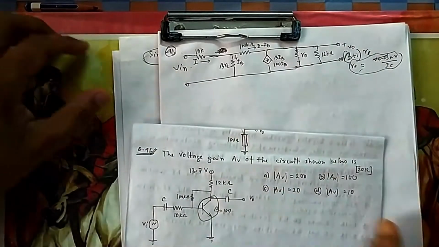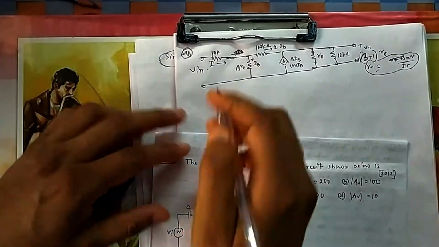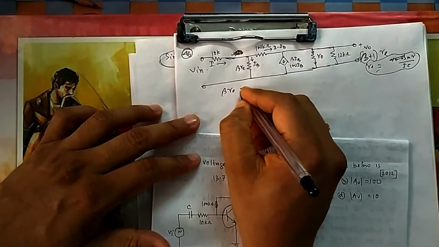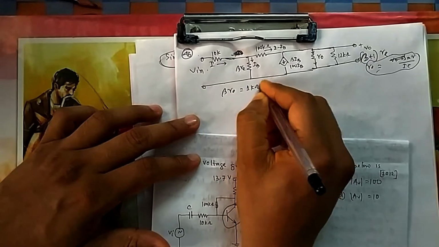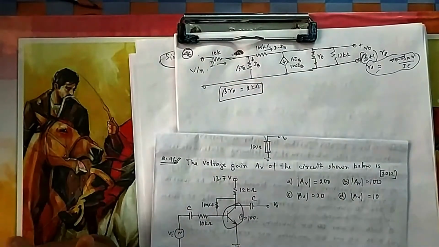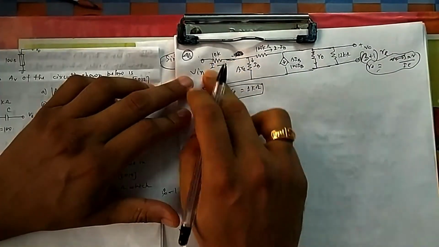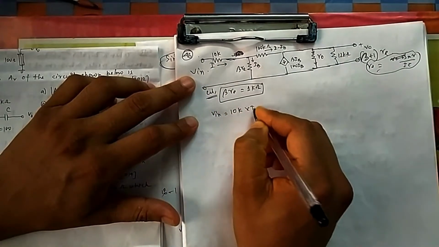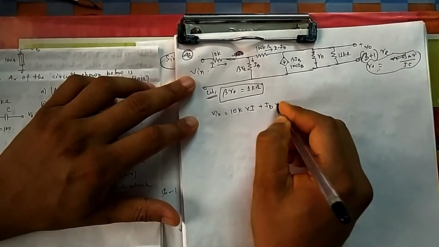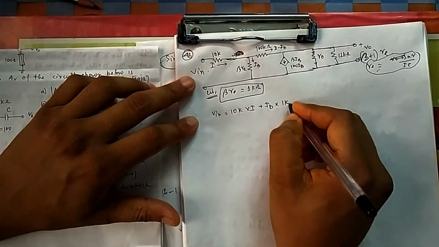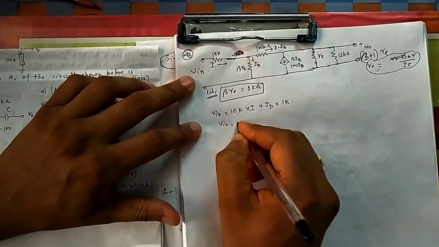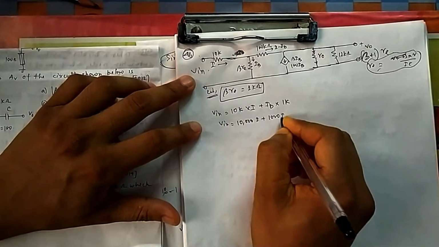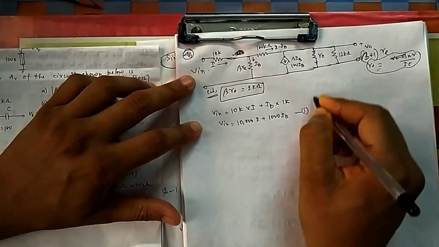Okay, so let us now try to solve this one. For this question, we have to consider one assumption, that beta into RE is equal to 1 kilo ohm. Now if you take a KVL across this loop, it will be V in is equal to 10 kilo into I plus IB into 1 kilo. So V in is equal to 10,000 I plus 1000 IB. This is equation 1.